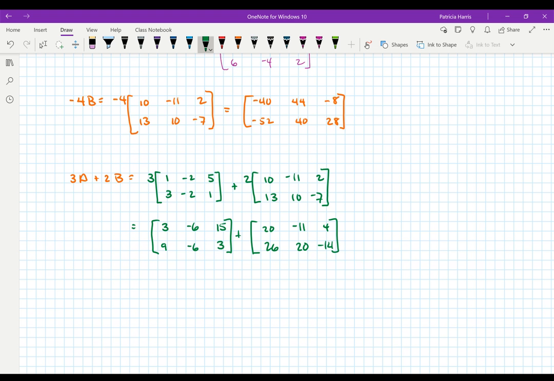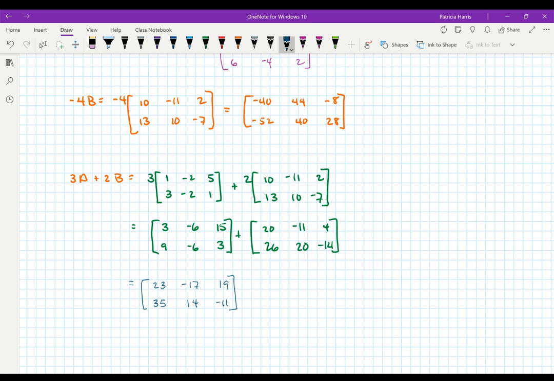Okay, and now since you've done your scalar multiplication, what you're going to do is you're going to add. Okay, remember you add by entries. So row 1, column 1 gets added to row 1, column 1. So 23, then the next one, -6 and -11, -17, 15 and 4, that's -19, 9 and 26, that's 35, 14, and finally -11. And then you're done. Okay? So not too bad for scalar multiplication, kind of fun.